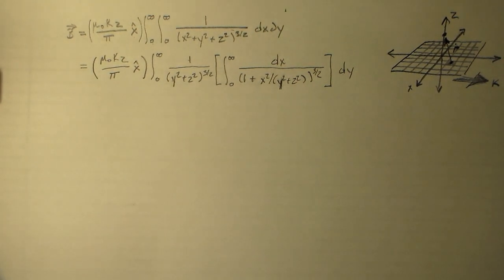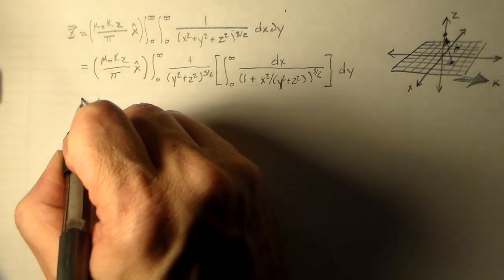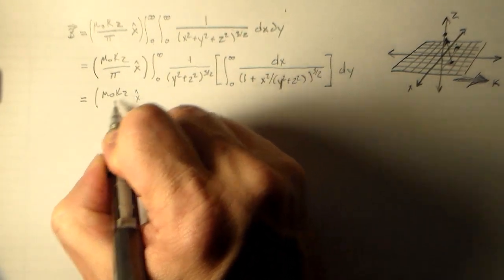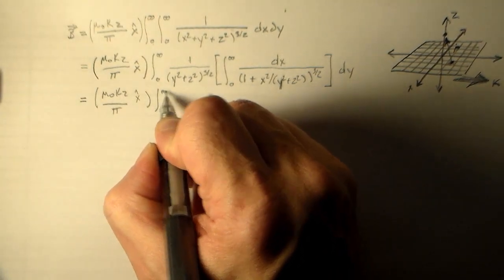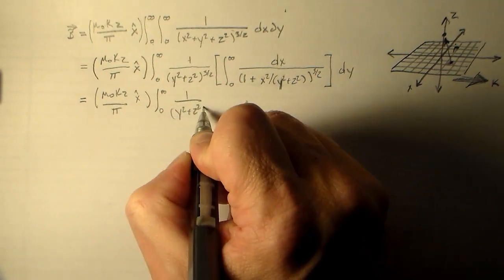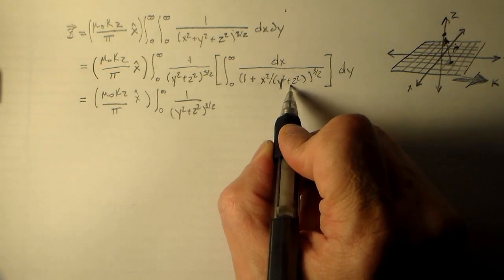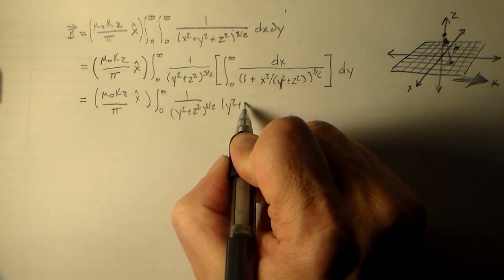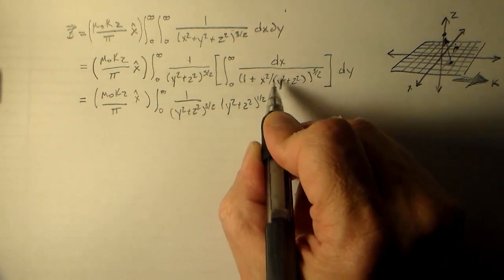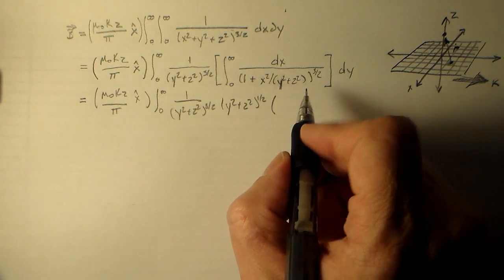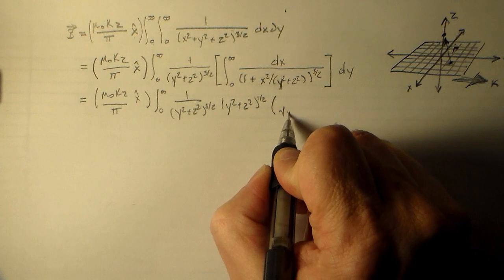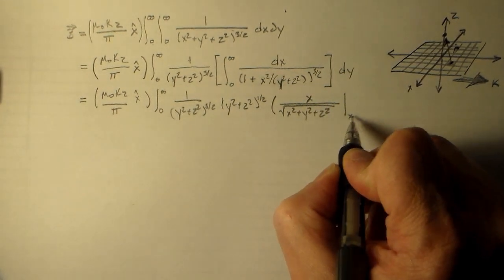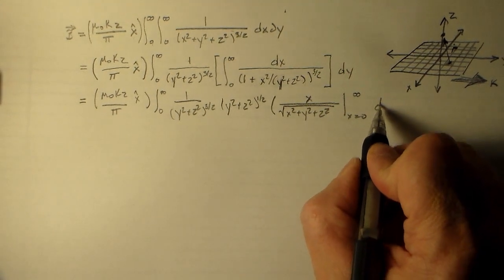When we do that, we don't get anything particularly strange. We have a pretty good idea of what's going to happen with that already. 4kz x hat over pi. We still have our integral from 0 to infinity of 1 over y squared plus z squared to the 3 halves. This is multiplied by this constant, which is the square root of 1 over this thing, y squared plus z squared to the 1/2. And then we're left with figuring out the value of the square root of x squared plus y squared plus z squared over x, evaluated at x equals 0 and x equals infinity, dy.